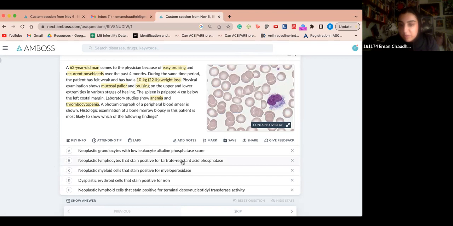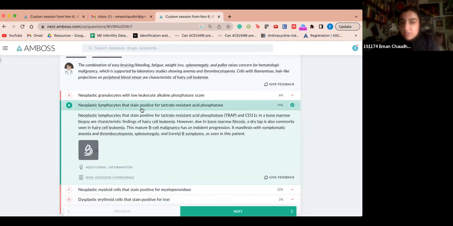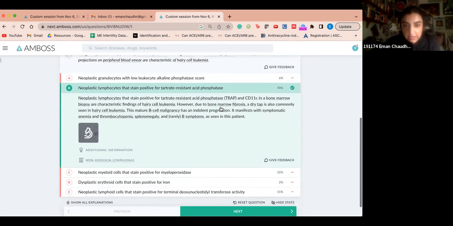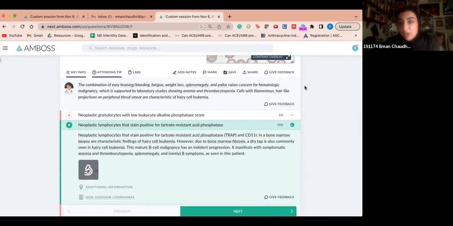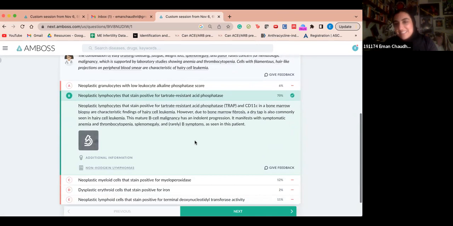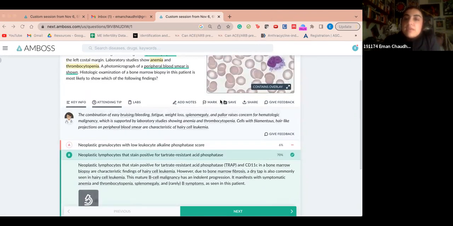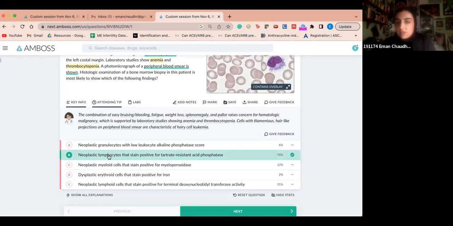The answer is TRAP. Okay, so neoplastic lymphocytes that stain positive for tartrate-resistant acid phosphatase, okay? That is a hairy cell. Shema, good job. It's a hairy cell. I did not know that they didn't teach it to you because that's so odd. I remember probably because I had to do it for step 1 and I'm blurring what I did for step 1 with third year. I thought they taught it to you, but either way, TRAP is a positive stain for hairy cell leukemia, but let's go through the other things because you guys definitely took the other things in here.